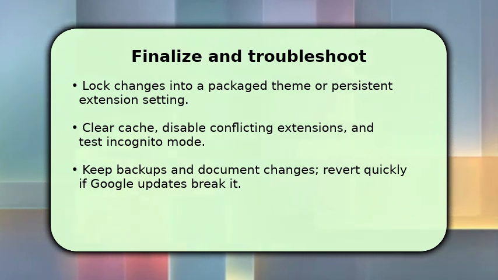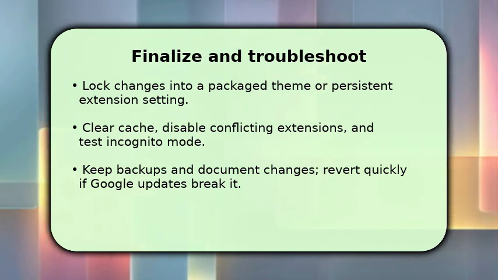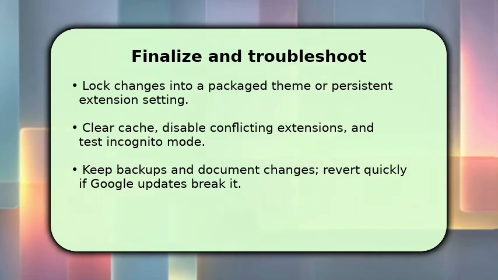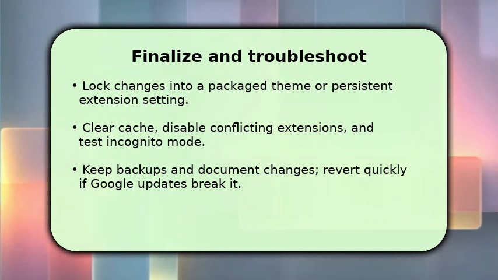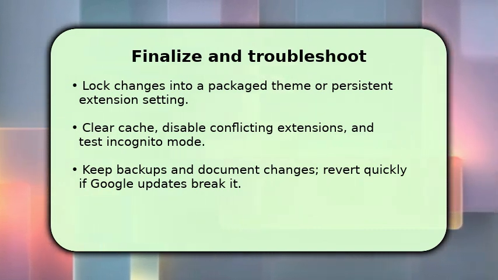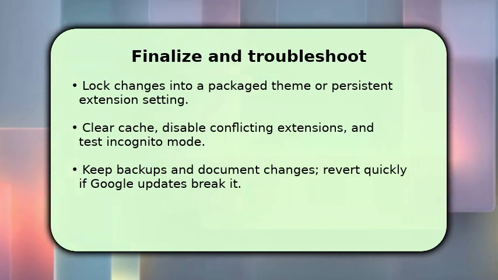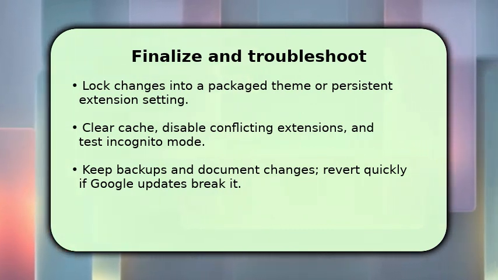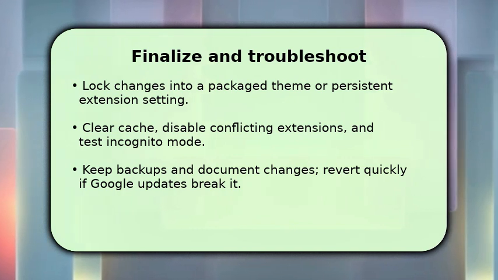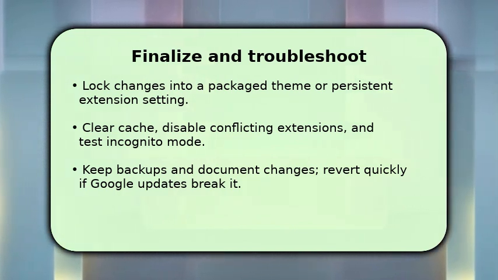If the design reverts, disable other extensions one by one to find the culprit. If Google updates break selectors, refer to your backups and documentation and adjust CSS or scripts accordingly. One key troubleshooting tip: if things fail, revert to your exported settings, then reapply changes incrementally to isolate the problem.